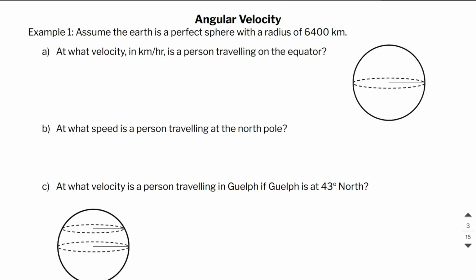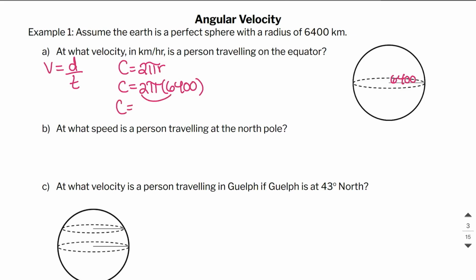It's asking us to find at what velocity in kilometers per hour a person is traveling on the equator. Well, in order to find velocity, we would always divide the distance by the time. And here we need to find the distance first. If we know that the radius is 6,400, I want to find the circumference of the circle. Circumference is 2 pi r, so our circumference is 2 pi times the 6,400.